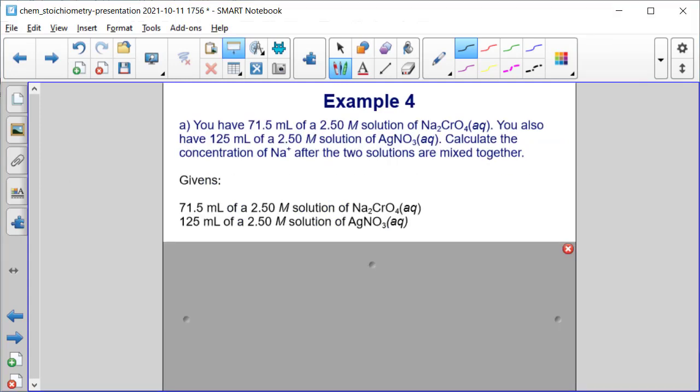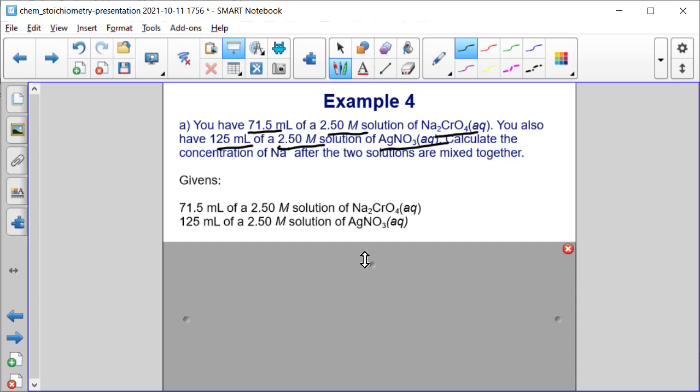All right, let's walk through the solution for example 4, starting with part A, where we are asked to calculate the concentration of the Na+ ions after the two solutions are mixed together. So I've made a list of the given information. We're given 71.5 milliliters of 2.5 molar Na2CrO4, and I just grabbed that from the problem, right? And 125 milliliters of 2.50 molar silver nitrate.